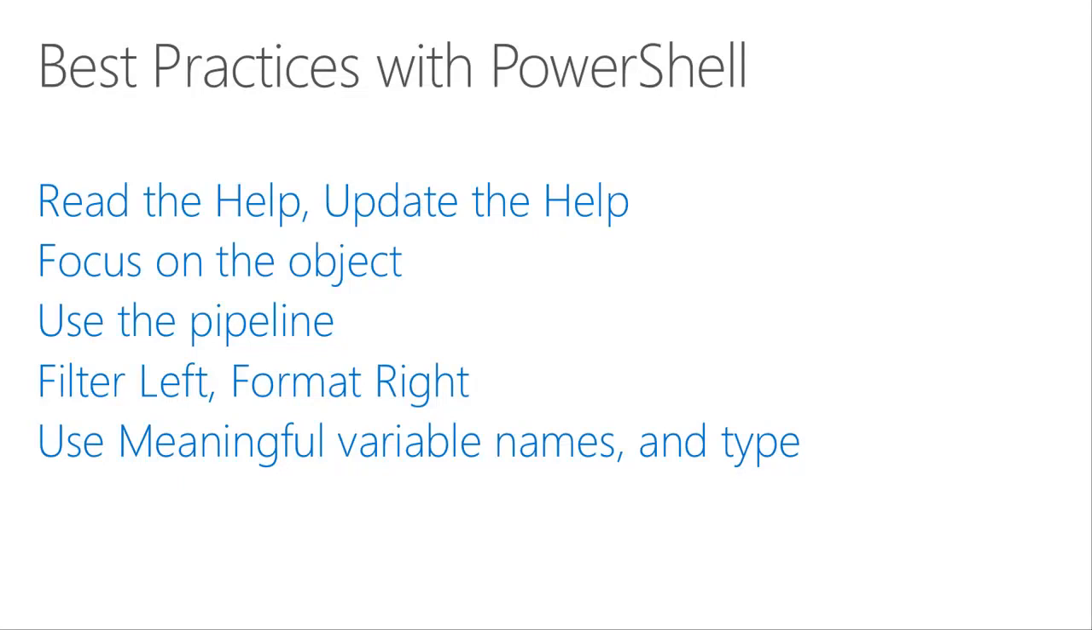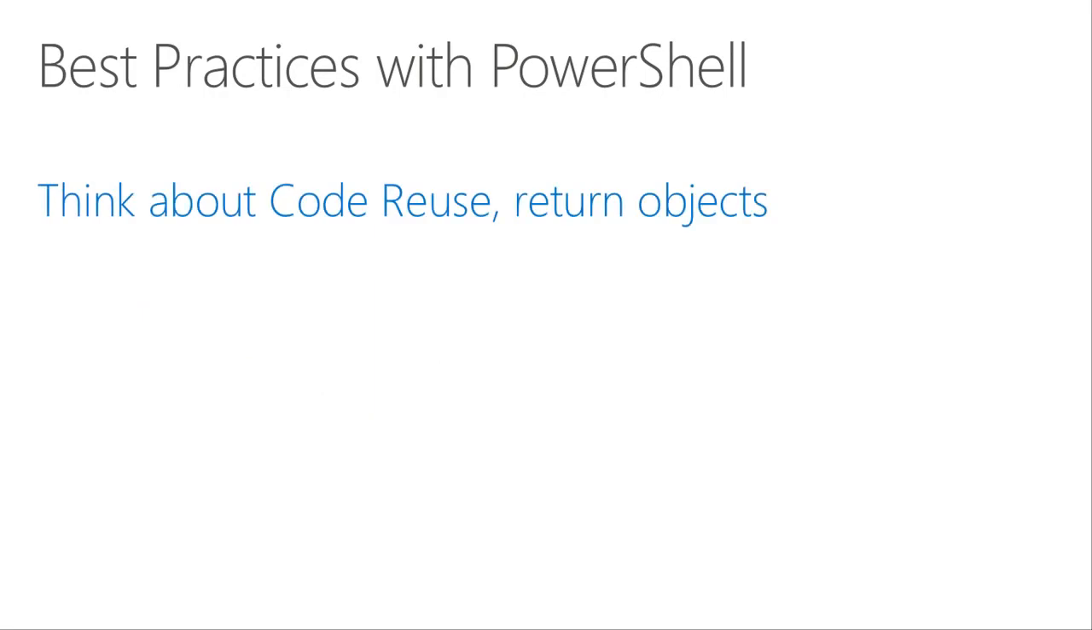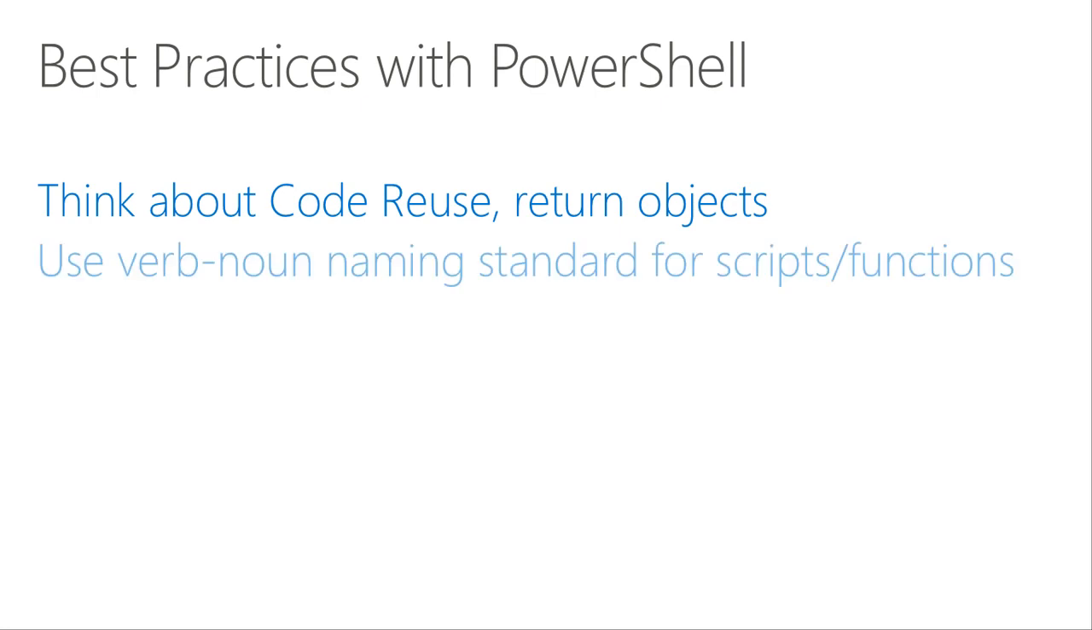When we're doing variables, just use them, especially in our scripts. Use some meaningful names and types, so the type was making them string. Think about code reuse. So when you're doing stuff, always think about how you can reuse this. Return objects. Don't format things in functions. It's better to return objects, do something, return objects, and then write another function to do the formatting, because you can reuse that. Also, when you're running scripts and functions, use verb-noun. So that's Get- and then the name of your function, or it could be Set-.